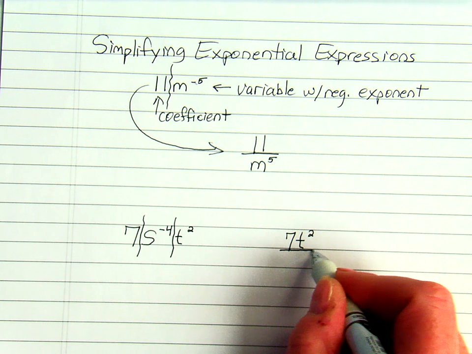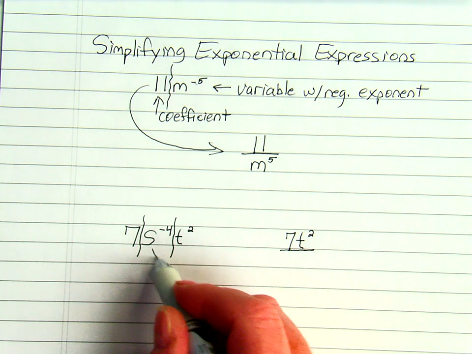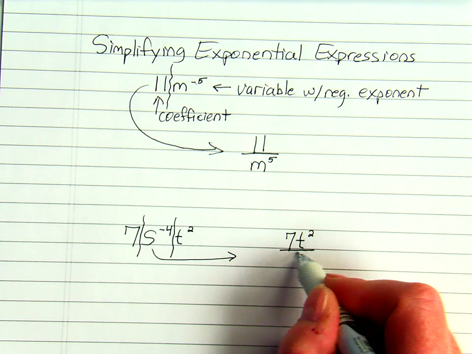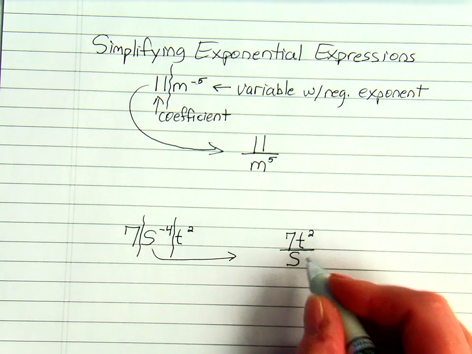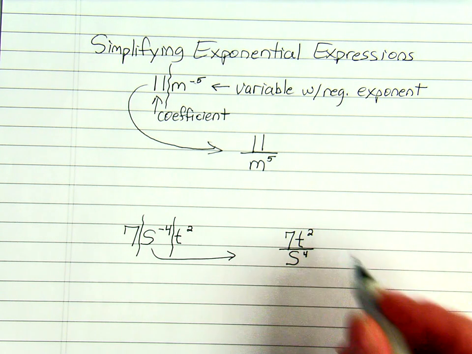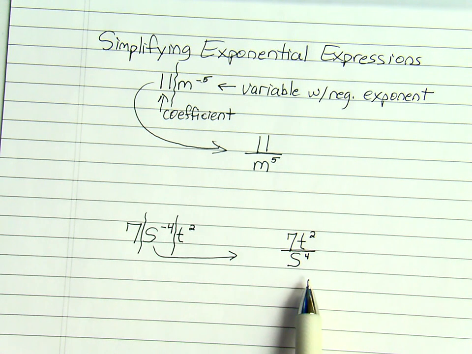I want to stay. But now we're going to have to take that s, and we're going to have to bring it down to the denominator, get rid of the negative sign when we bring it down here, and we have s to the 4th. So in simplified form, this is 7t squared over s to the 4th.